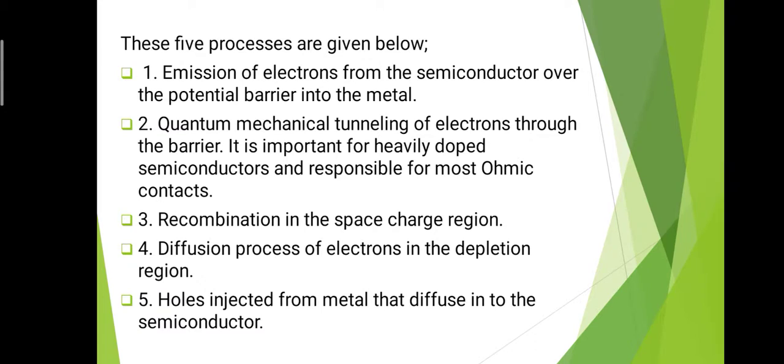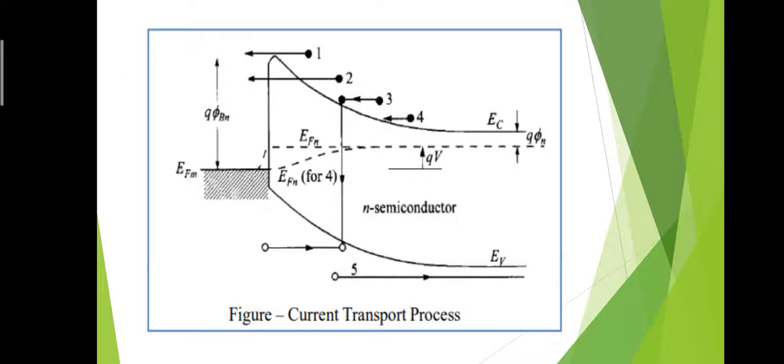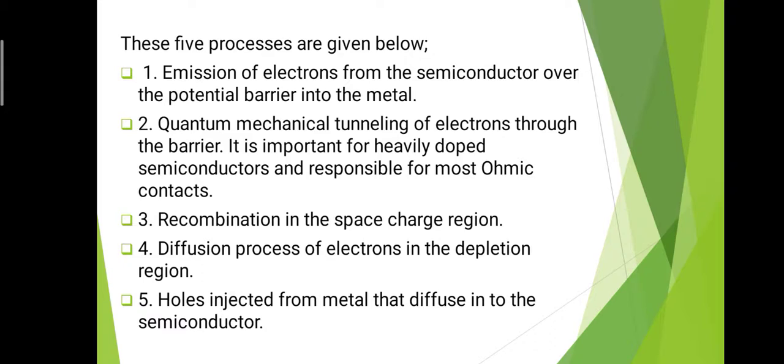These 5 processes are given below. First is the emission of electrons from the semiconductor over the potential barrier into the metal. This is the first current flow, as shown in the figure. That is for the first arrow, electron flows from the semiconductor to metal. We know that at the left hand side there is a metal and right hand side there is an N-type semiconductor. So the arrow indicates the direction of the flow of the electrons from the semiconductor over the potential barrier into the metal.